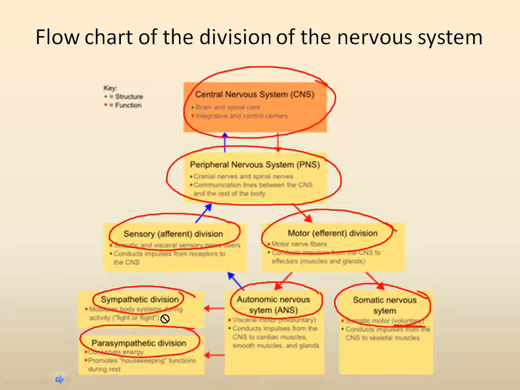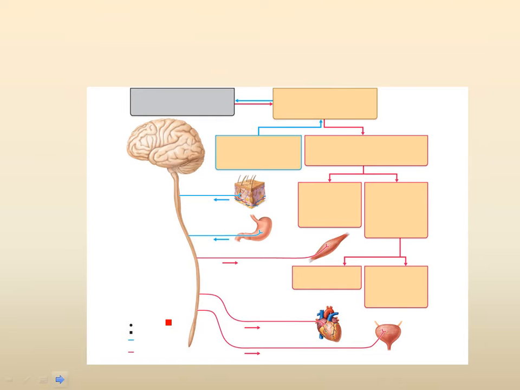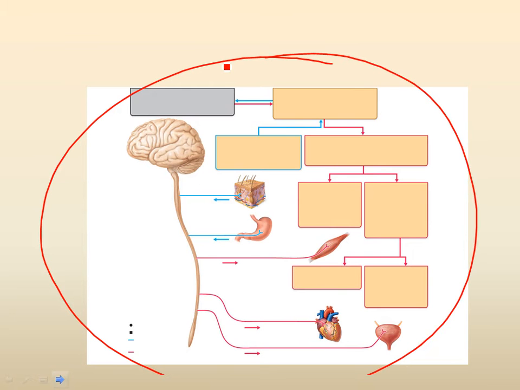So for more exercises and learning, you can fill in this chart that I have left here so that you can get a better understanding. So with this, we come to the end of the organization of the nervous system.